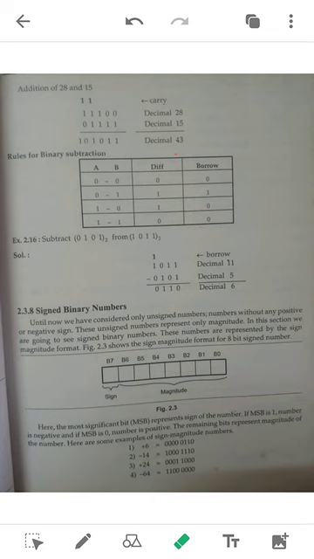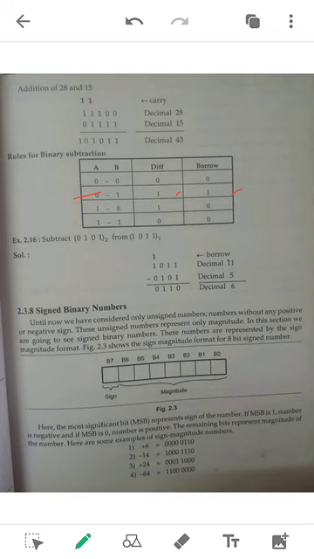So the difference you are getting is 0, and the borrow is also 0. Okay, next A is 0, B is 1, so 0 minus 1, we are getting the difference as 1, and the borrow is also 1. Difference is 1 and borrow is 1 when you subtract 0 minus 1.